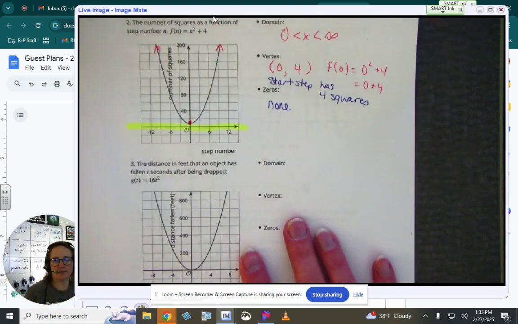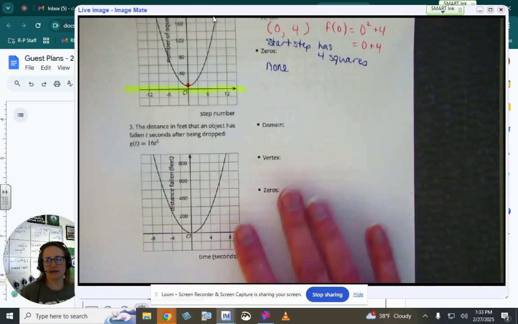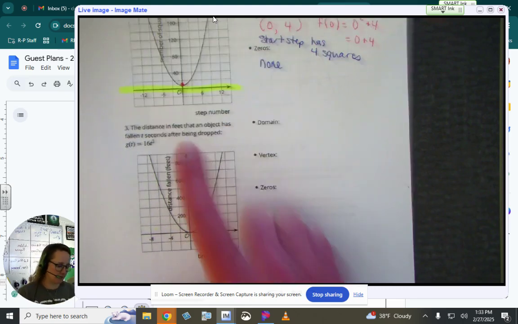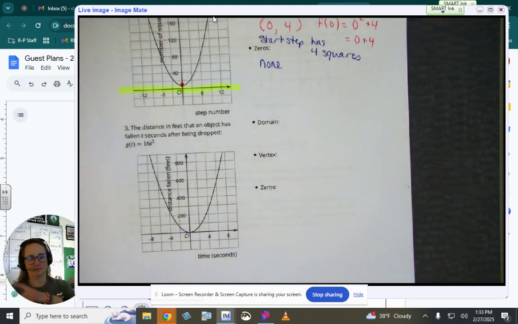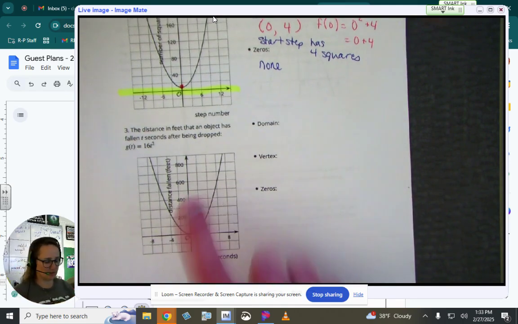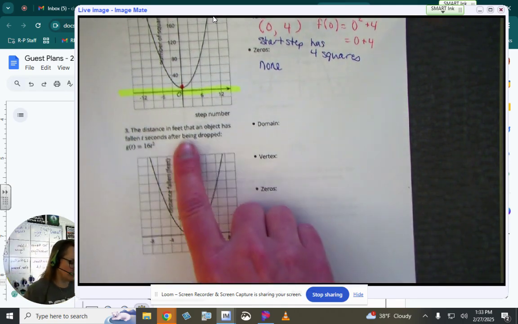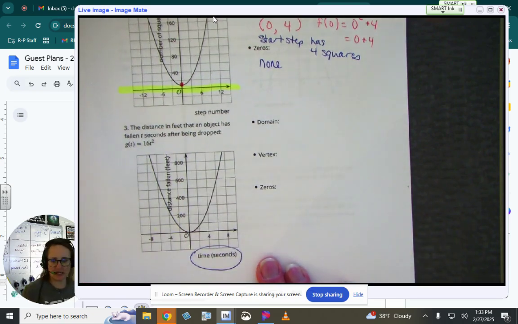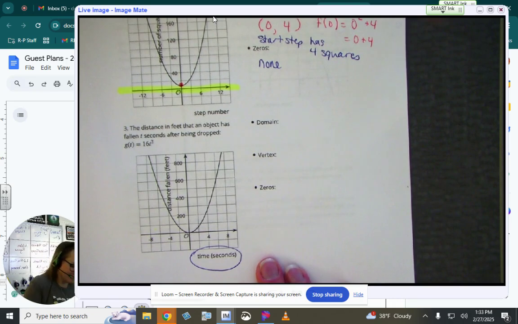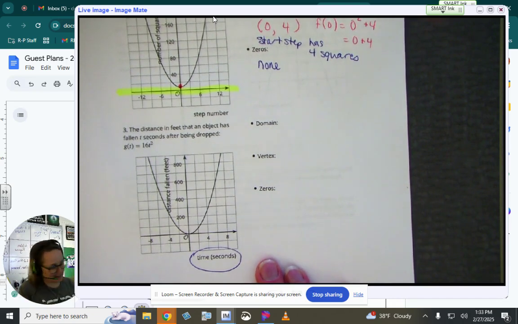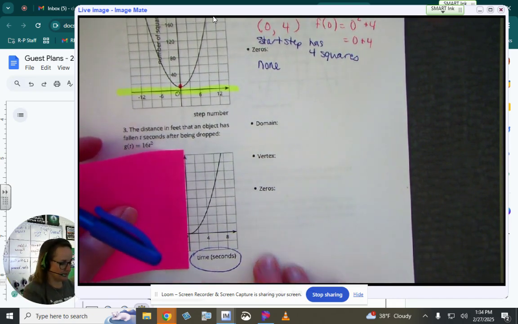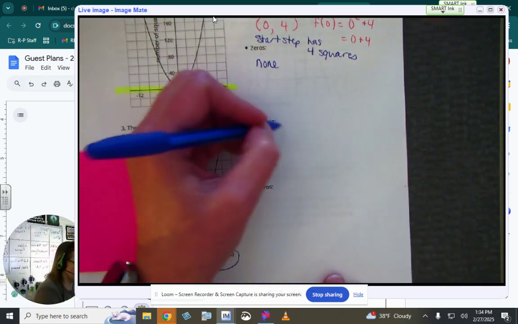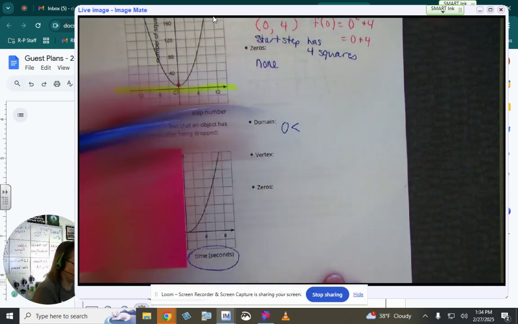Number 3, distance in feet that an object has fallen t seconds after being dropped. This one is a lot like what we started with, the building and dropping a rock off of it. So what I do know is that I haven't built a time machine yet. So negative time, again, doesn't make any sense. So negative inputs don't make sense. My domain is going to start at 0.